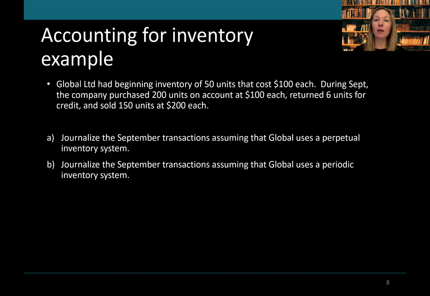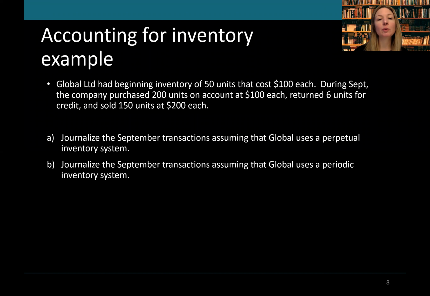So here's an example of accounting for inventory. Global Limited had beginning inventory of 50 units that cost $100 each. During September, the company purchased 200 units on account at $100 each, returned 6 units for credit, and sold 150 units at $200 each. So we've got a beginning inventory, purchases, a return, and the sale of goods.